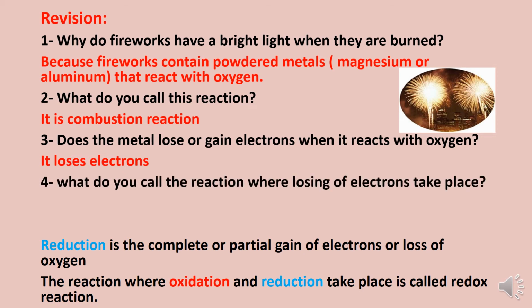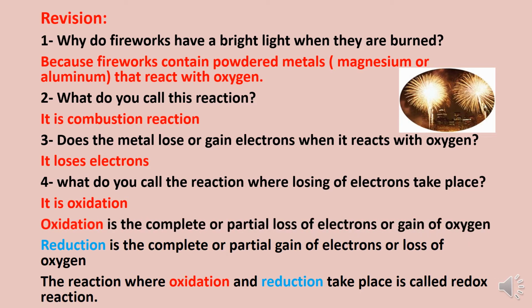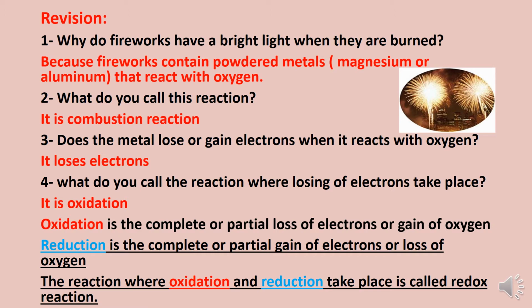The fourth one, what do you call the reaction where losing of electrons takes place? It is oxidation. So what is oxidation? Oxidation is the complete or partial loss of electrons or gain of oxygen. What is reduction? It is the complete or partial gain of electrons or loss of oxygen. The reaction where oxidation and reduction take place is called redox reaction.